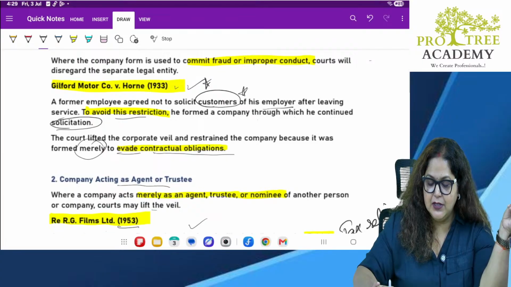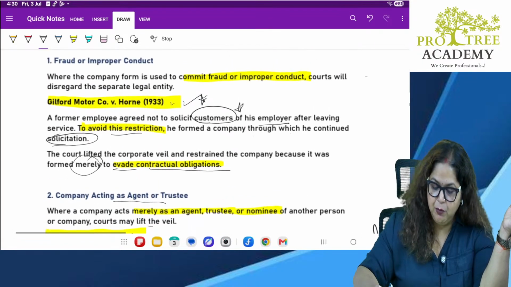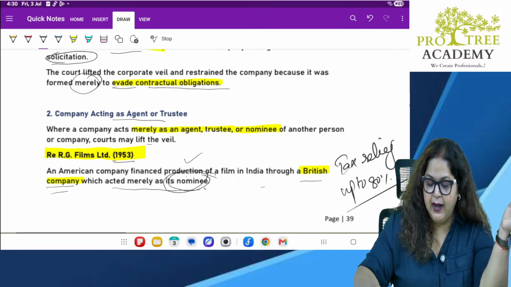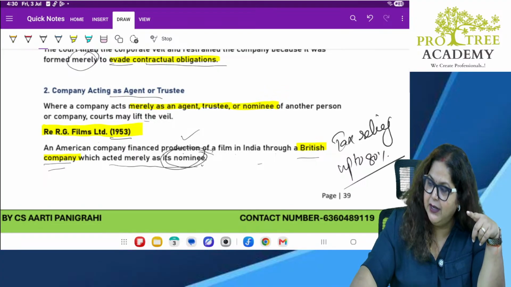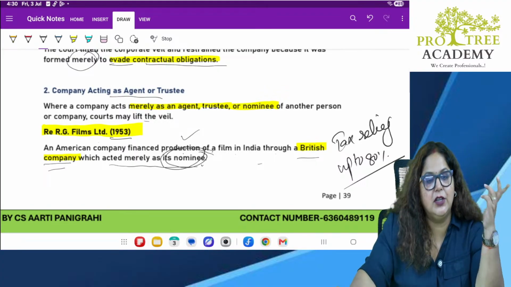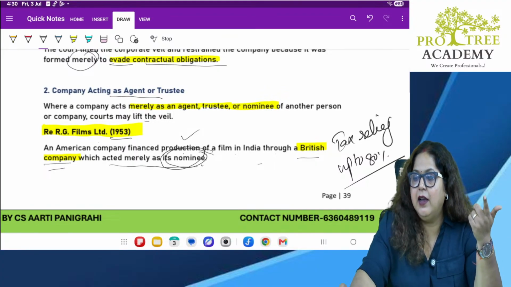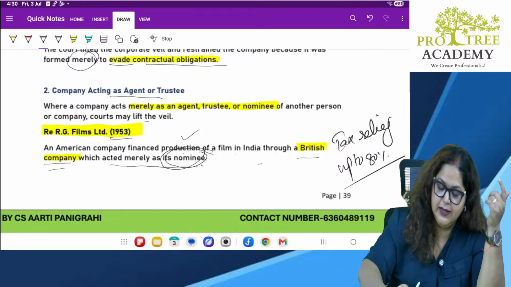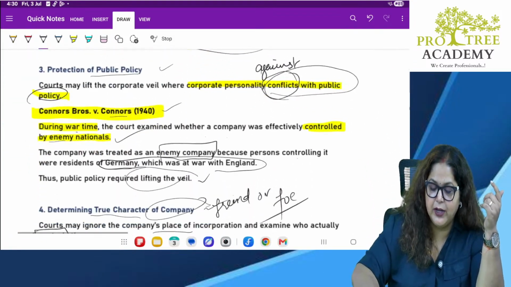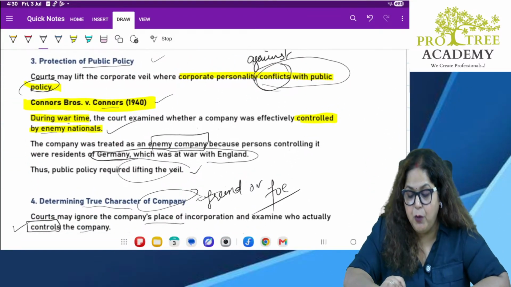Guilford Motor Company versus Horn, in improper conduct. Company acting as an agent, RG Film Limited, an American company, production. They had taken help of the British company. And then the third one is protection of public policies.